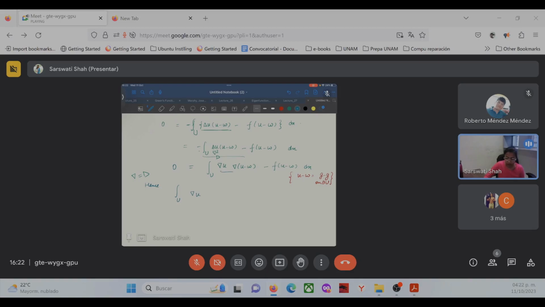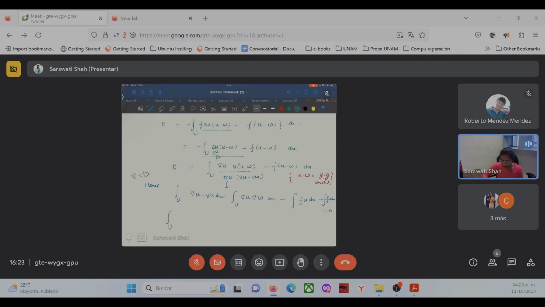So you can open it like gradient of u, and this will be gradient of u minus gradient of w, because gradient is again a linear operator, so it will pass. And then you can write it like integration gradient of u dot gradient of u dx minus integration f of u dx minus integration f of w dx, and that is equal to 0. Now take u one side and w one side.